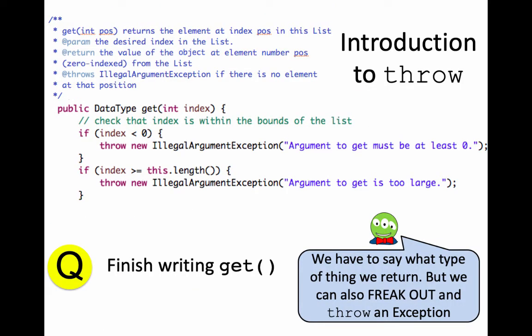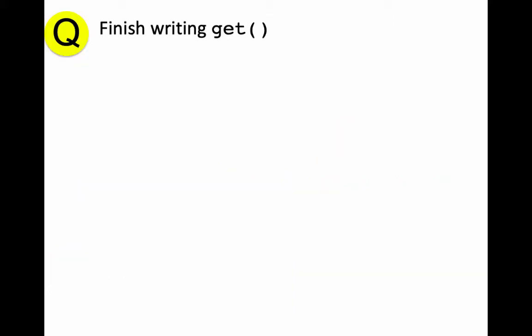If we go back to that previous slide, we can look at what those text error messages were that we provided when we called the IllegalArgumentException constructor. Okay, if you haven't paused to finish writing get, please do that and I'll keep going.